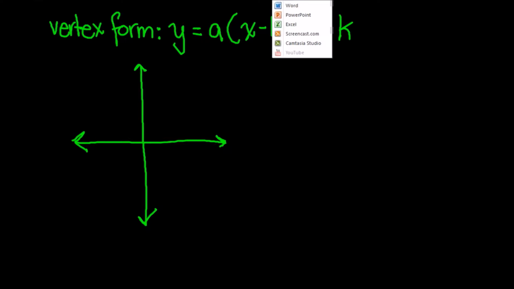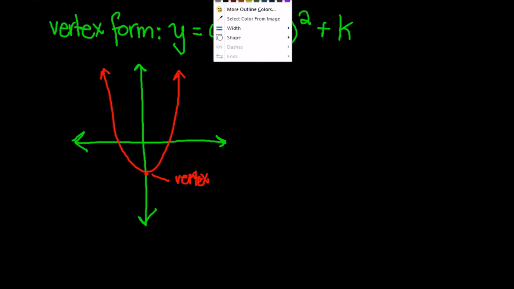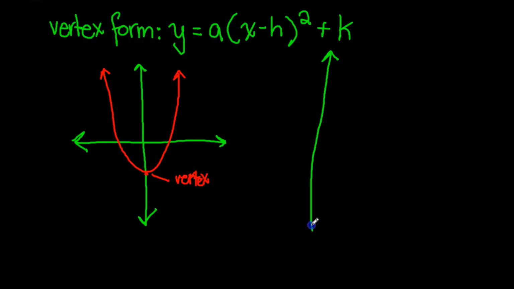I'm just going to draw a really quick sketch of a parabola. So our vertex in this case is down here. This is our minimum point. So this is our vertex. Let's back it up for a second.